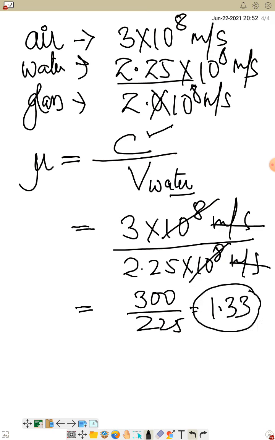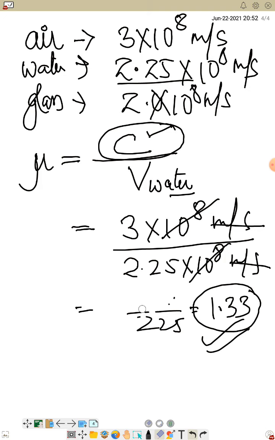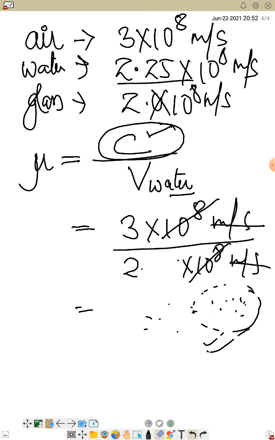So whenever you are trying to find the refractive index with respect to the speed of light in vacuum or air, you will always get a refractive index which is greater than 1. Are you getting my point? Okay. Now similarly, in place of water, let me take glass. Now the speed of light in glass.